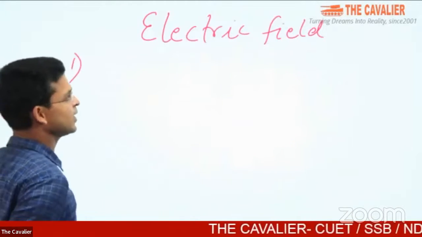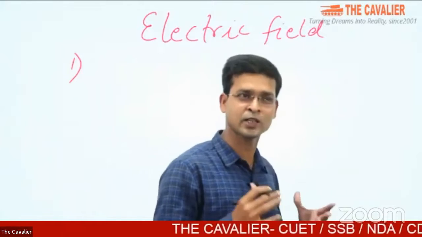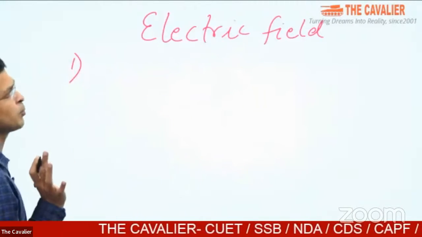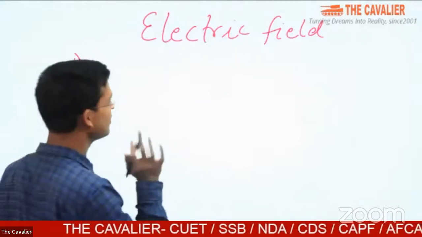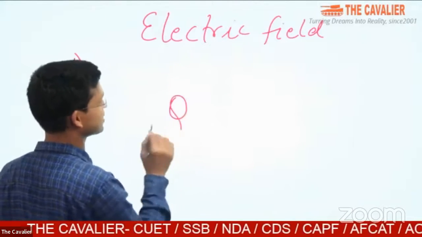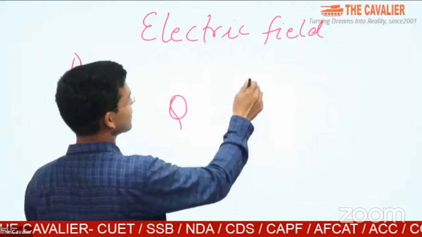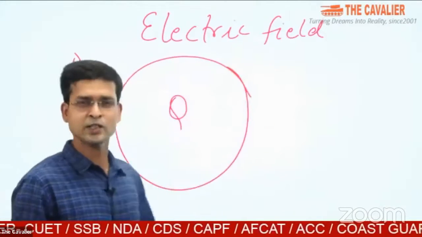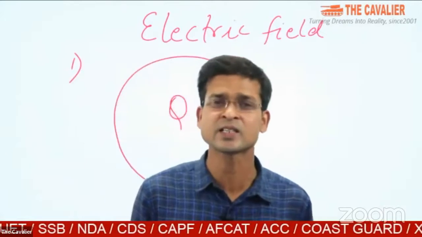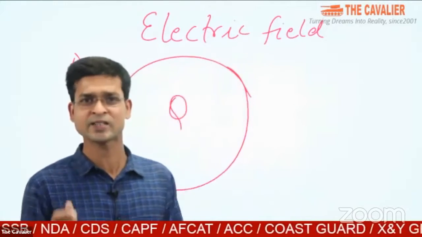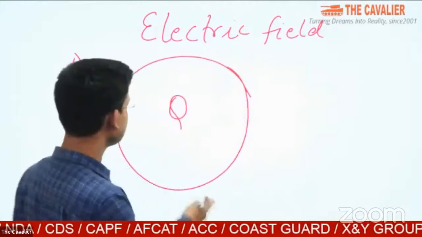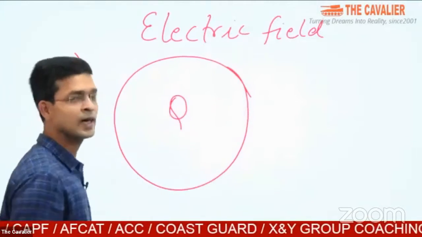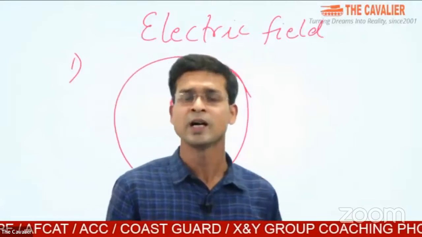You must have the idea what is the actual meaning of the electric field. What is electric field? You must have the idea about these things. You know it very well. Whenever a charge is placed, the space around the charge in which its effect can be realized, a certain distance, a certain region up to which its effect can be realized, that is called the electric field.